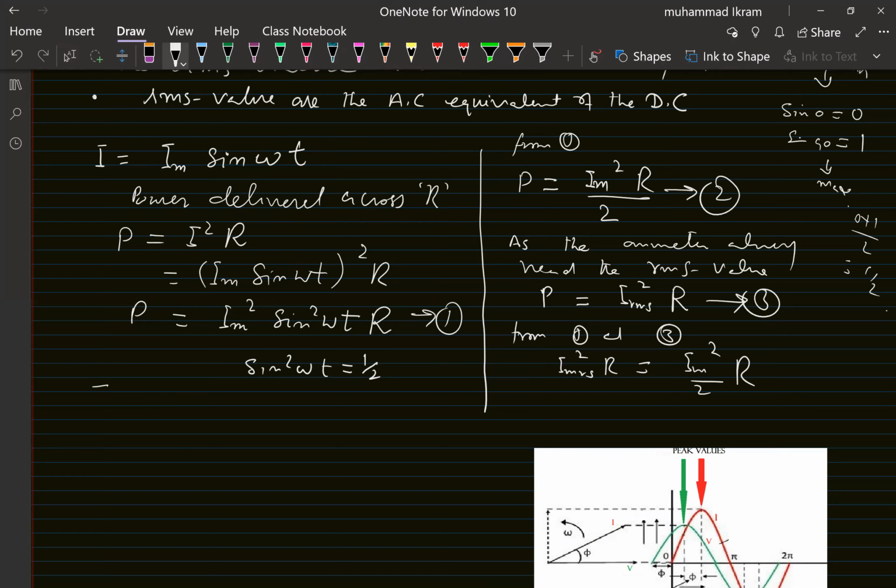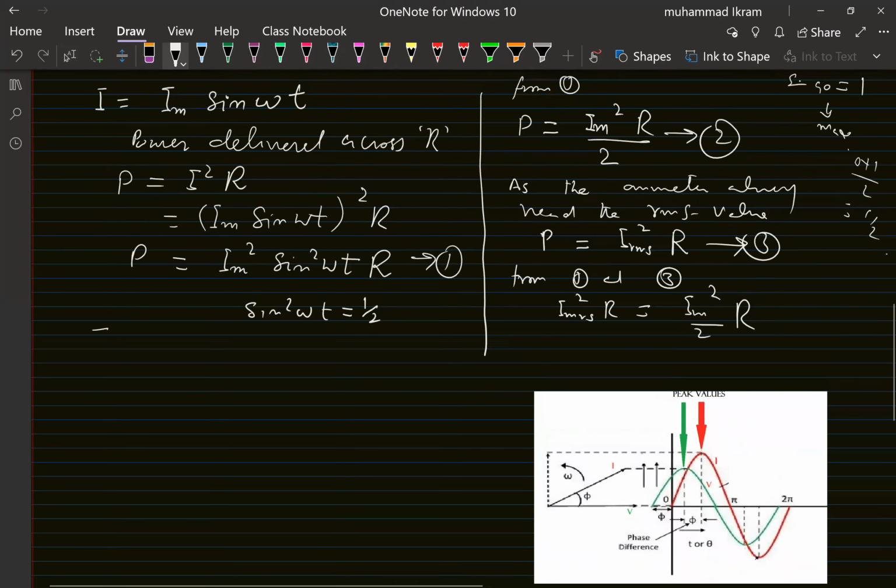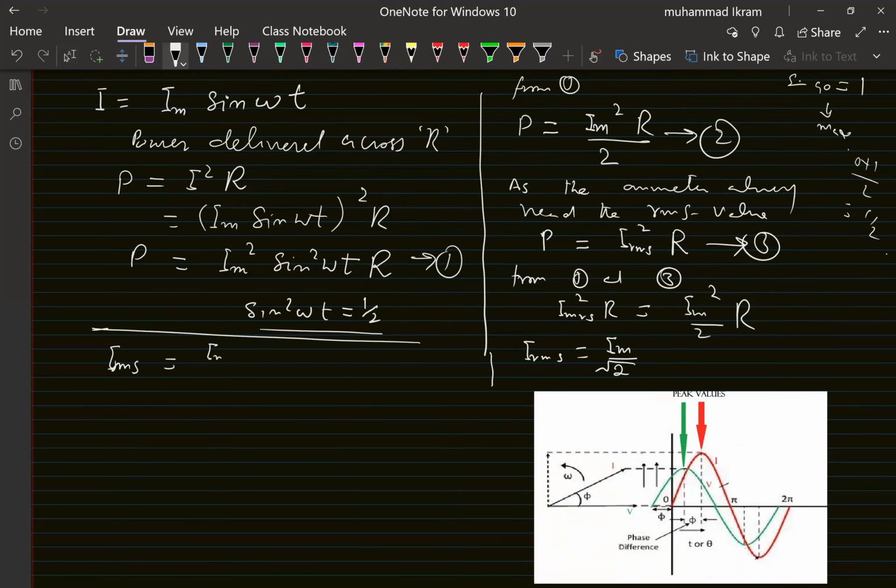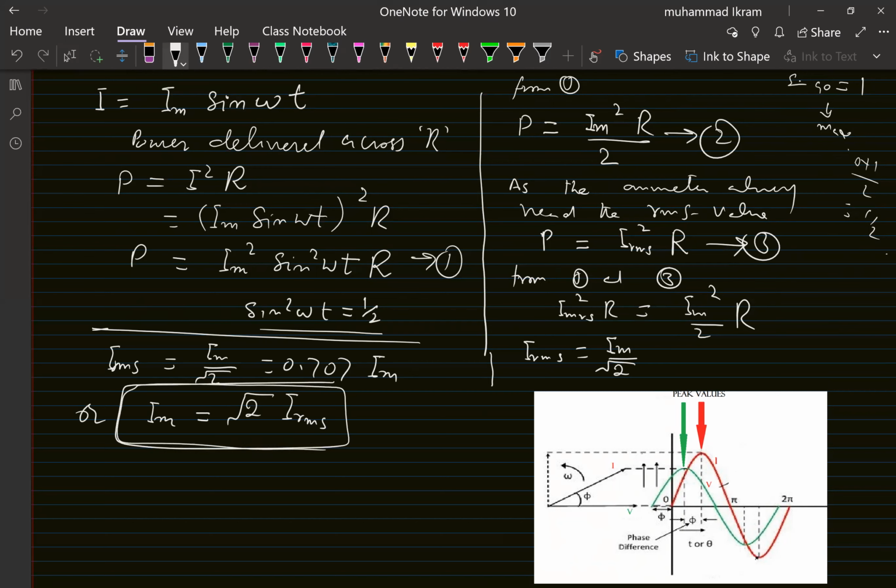If you simplify this, then IRMS will be equal to Imax divided by square root of 2. So now you know that IRMS is equal to Im by root 2, or 0.707 Imax. Or if you know the IRMS value, because the meter always reads that, then Im will always be equal to root 2 into IRMS. Clear? It will be like this.